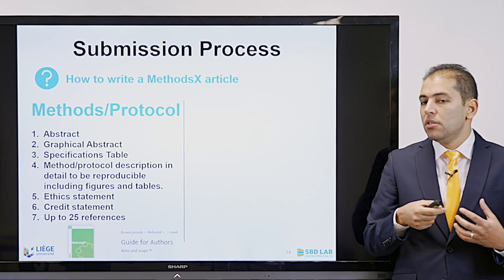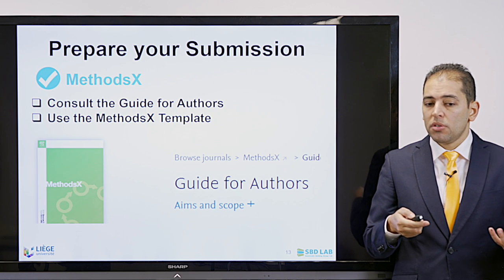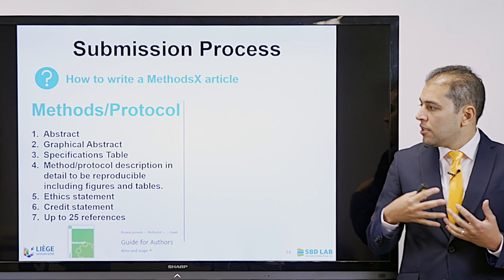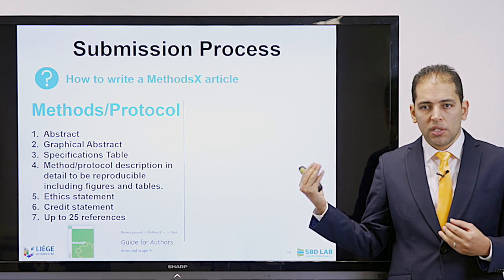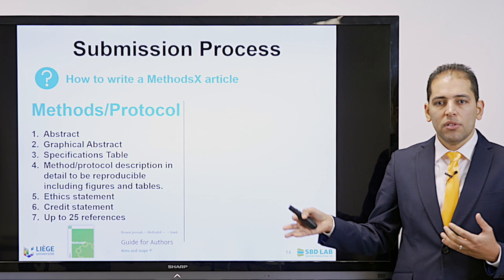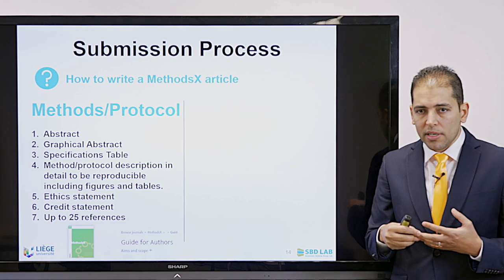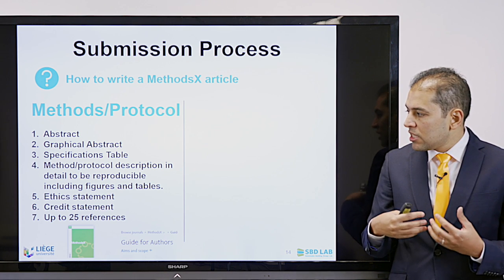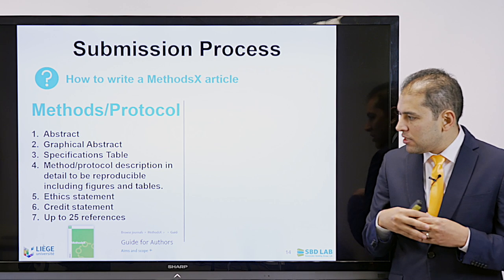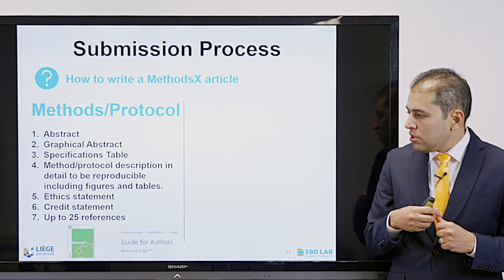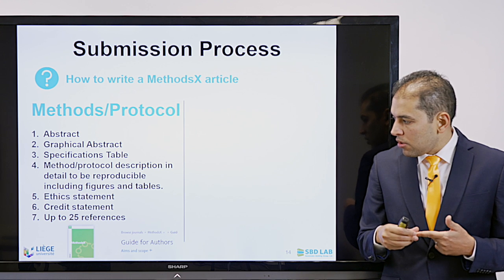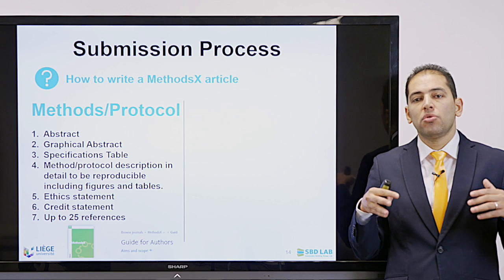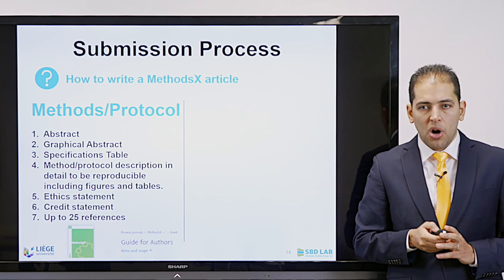This template can vary depending on the type of your article. So let's say, first of all, what are the different types of articles I can write? The most common one is the methods article or the protocol article. As you can see, the content will be simple for the template. You need to have an abstract, a graphical abstract, a specification table, the method or your protocol described in detail for reproducibility, including figures and tables. And then you need to have an ethical statement, a credit statement of contributors, and up to 25 references. This is in the case you want to submit a methods or a protocol article.